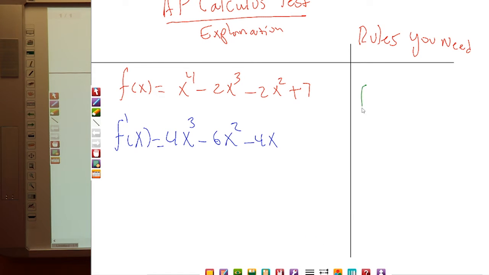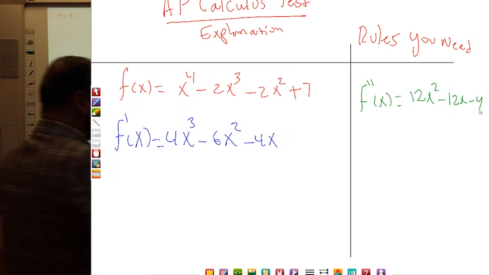f double prime of x. It's 12x squared minus 12x minus 4. Okay, I will leave this problem to the end, you know what I mean? This is going to take time, but I'm going to explain it now.